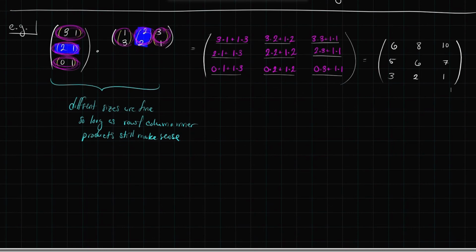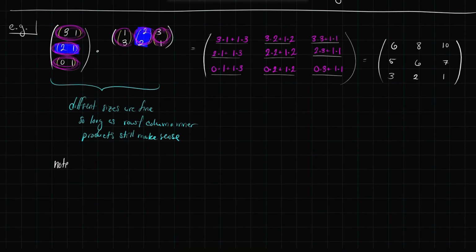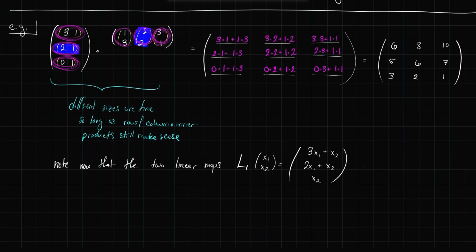What I can do here is note that the two linear maps, let's say L1 of x1, x2, have outputs given by the coefficients here. So the outputs would be 3x1 plus x2, then 2x1 plus x2, and 0x1 plus x2. So that's the first linear map.